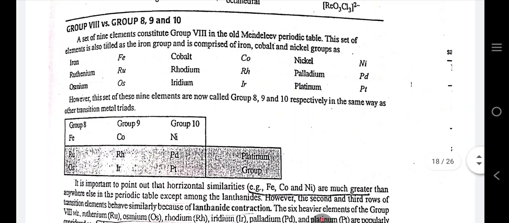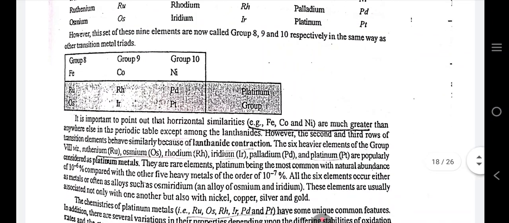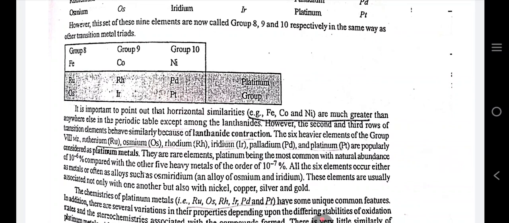Group 8 versus Group 8, 9 and 10. A set of 9 elements constitute Group 8 in the old Mendeleev periodic table. This set of elements is also titled as the iron group and is comprised of iron, cobalt and nickel. However, these 9 elements are now called Group 8, 9 and 10 respectively, in the same way as the first row transition metal triads.